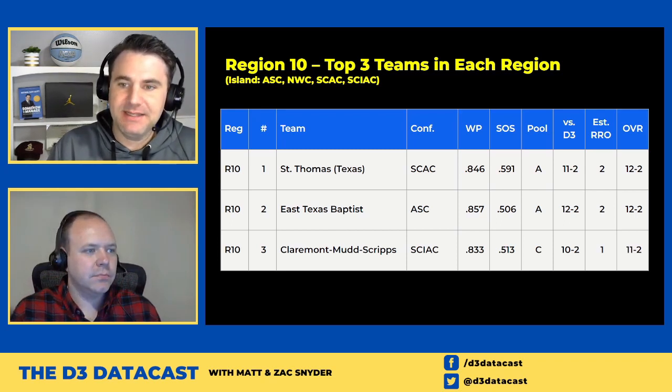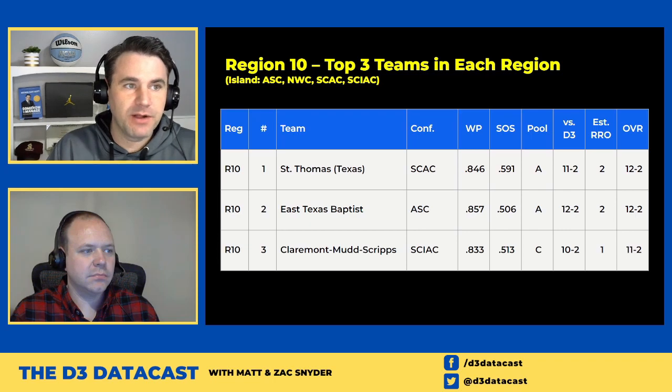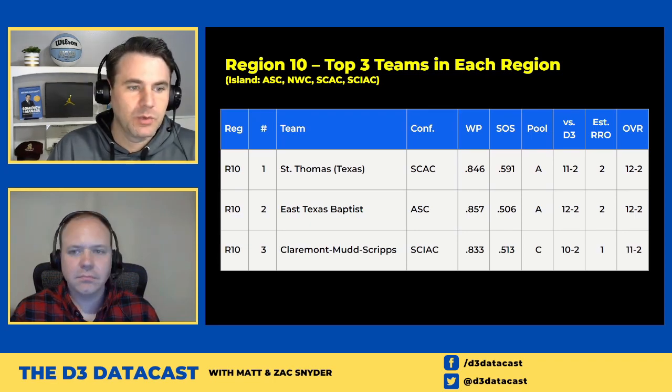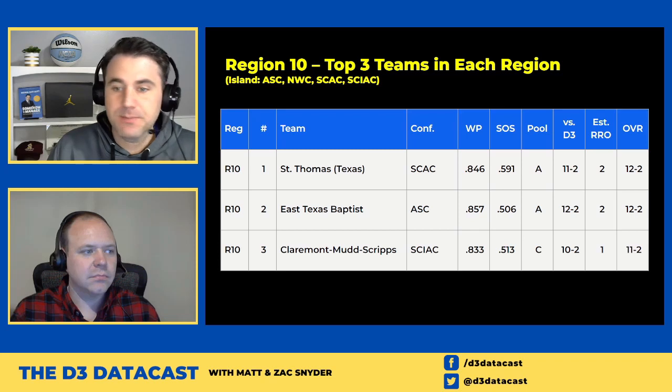So the way I see it is St. Thomas, Texas, number one, an .846 winning percentage, .591 strength of schedule. Looks very strong there. I think I see two regionally ranked wins for them, and that's East Texas Baptist and Claremont-Mudd-Scripps. And I think right now St. Thomas, Texas is looking good to host.